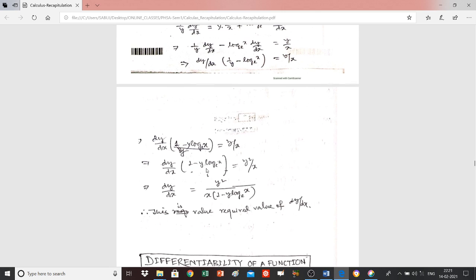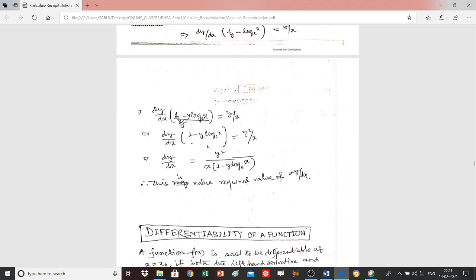Just go through this. So in this case, we finally are able to find out the value of dy by dx. So this is the way through which we can find out the value of dy by dx, in which case y is an implicit function of x.